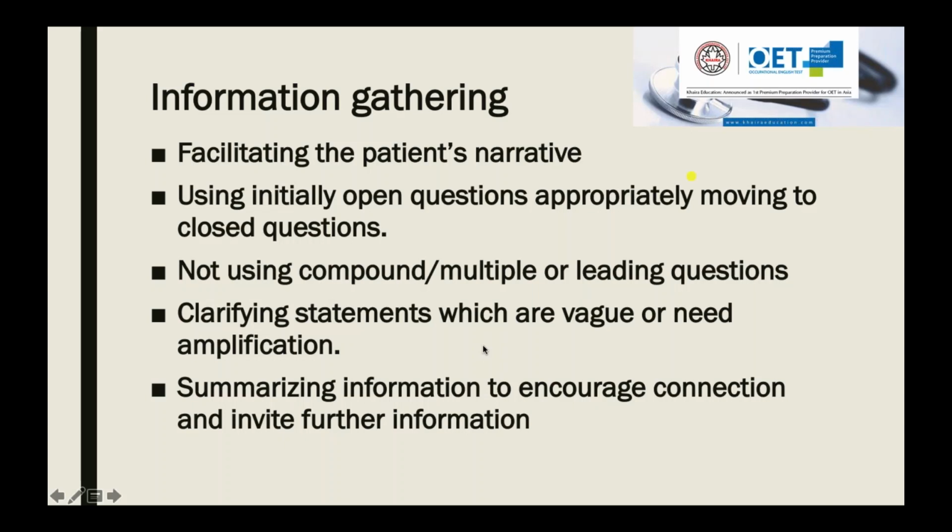And then finally, the fifth sub-criteria for information gathering is summarizing information to encourage connection and invite further information. So an example for this can be, just to go over what you've told me, then you summarize and then say, is that an accurate summary? So by this, the patient would be able to check whether your understanding of their symptoms is correct. And in case you left anything out, or in case they left anything out, they'll be able to contribute.